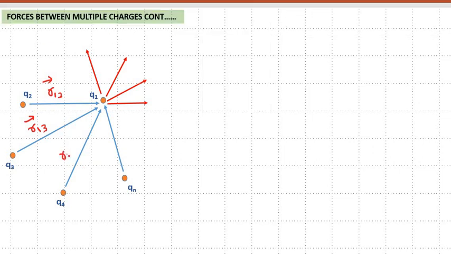This is again R14, and this will be R1n vector, right? And Qn, since all the charges are positive, Qn would be pushing Q1 in this direction, and this force will be F1N. This we have already seen that this force is F13. This is F14. This will be F12.